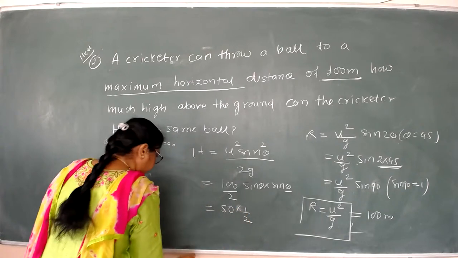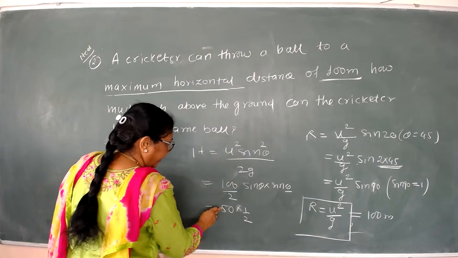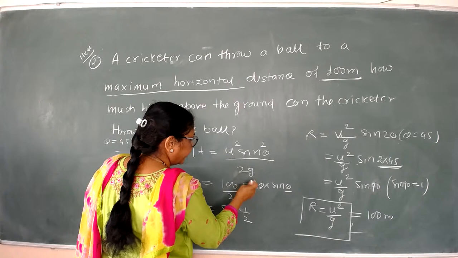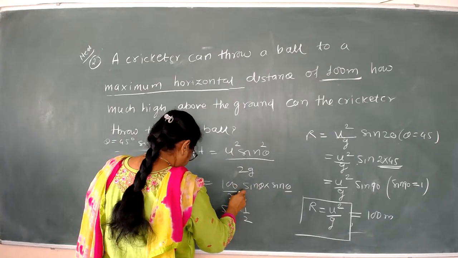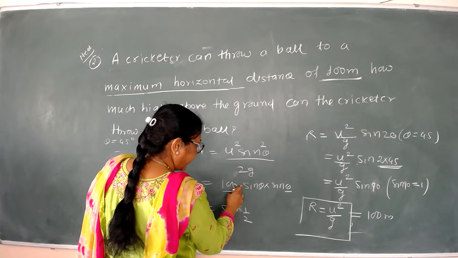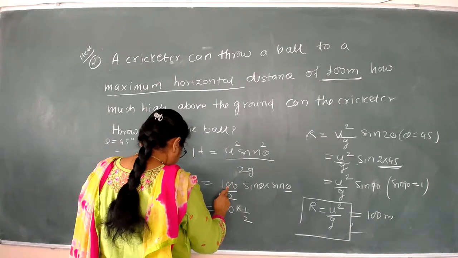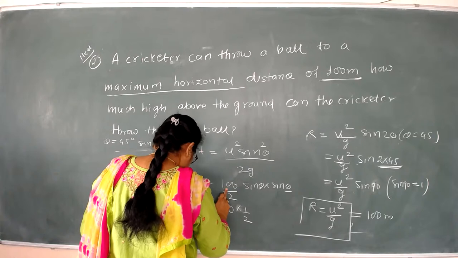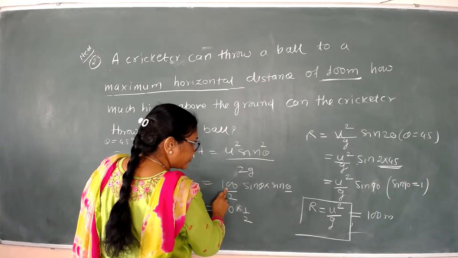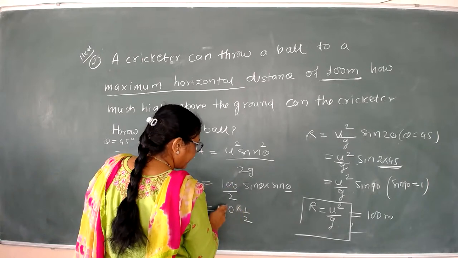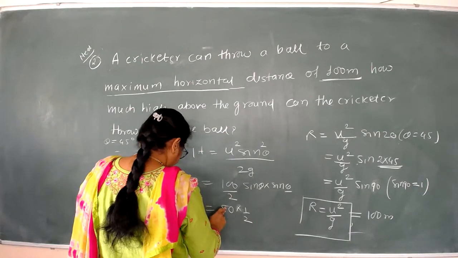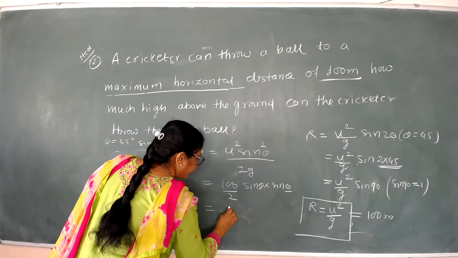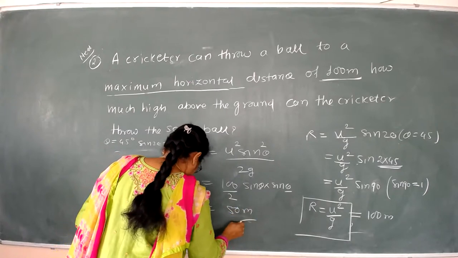Therefore, H is equal to 100 by 2 into U squared by G, that is V squared divided by 2G. The value of V squared by 2G is equal to the range of the projectile, which is given. That is, the range of the projectile is equal to 100. So 100 divided by 2 is equal to 50 meters.